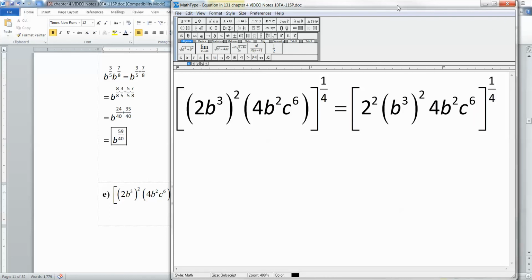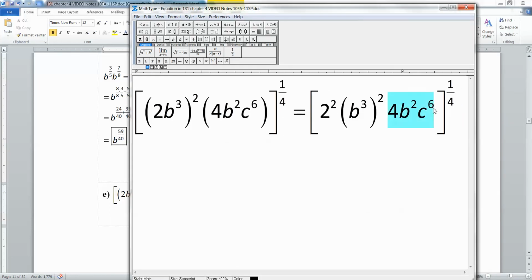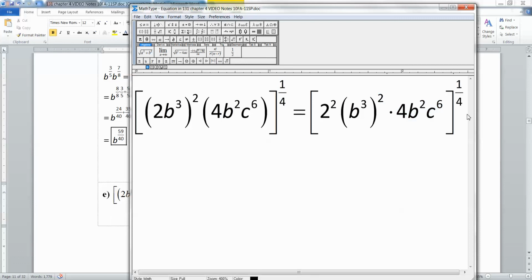Okay? Now I didn't need that extra set of parentheses because there was no outer power right there with that parentheses. There's a bracket power, but that's not the same thing. So that parentheses is really just indicating multiplication to us. So I'm just going to put the dot in instead. Now, equals bracket and put the power in because I'm not dealing with that yet. I'm going to simplify what's going on in here. That's 4b to the 6 times 4b squared c to the 6.